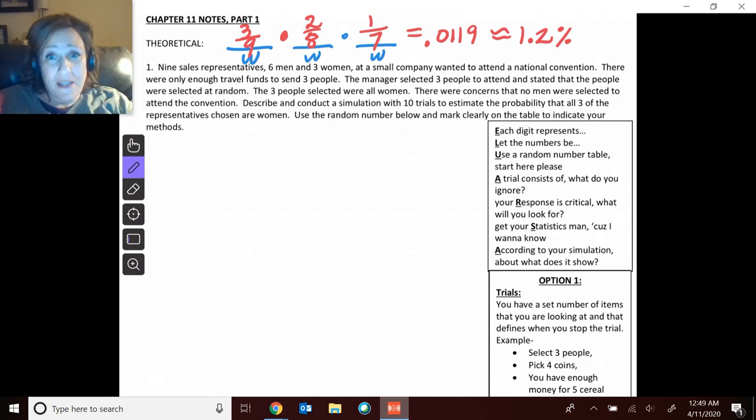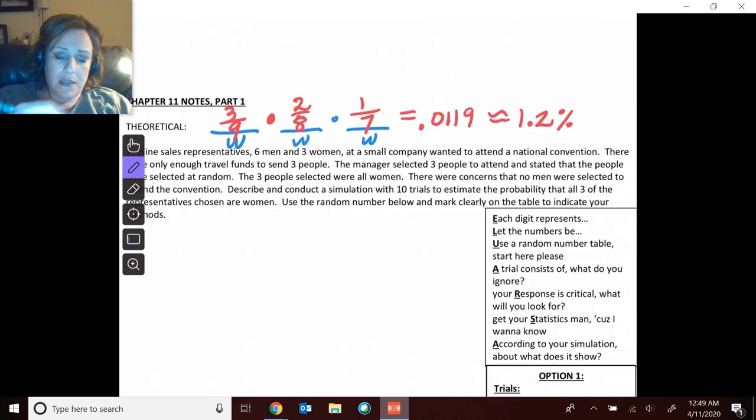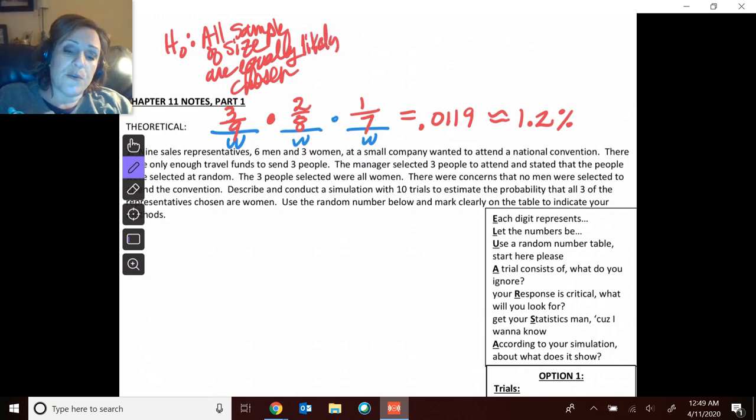So what do you think about that likelihood? There's a 1.2% chance of getting that sample out of all the possibilities. The null hypothesis says all samples of size 3 are equally likely to be chosen, meaning there was just pure randomness. Okay, well, that's the null hypothesis.